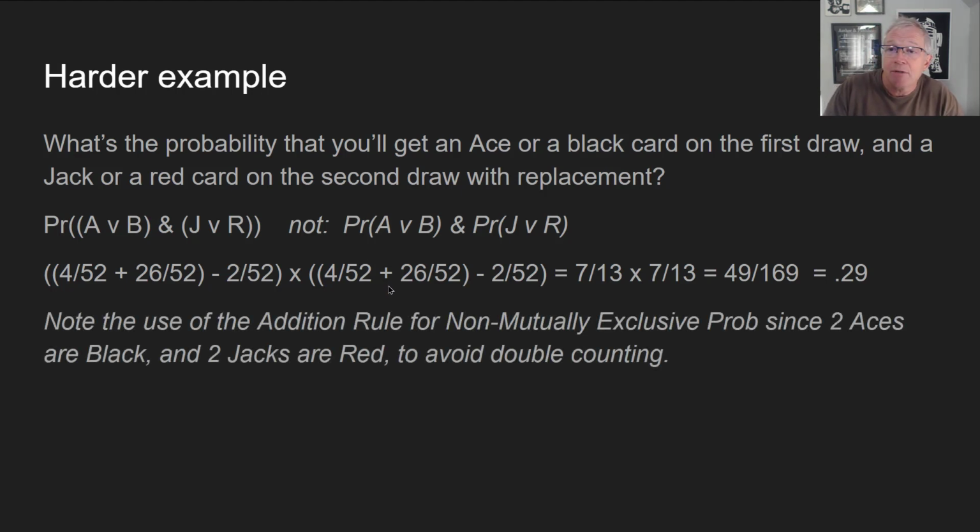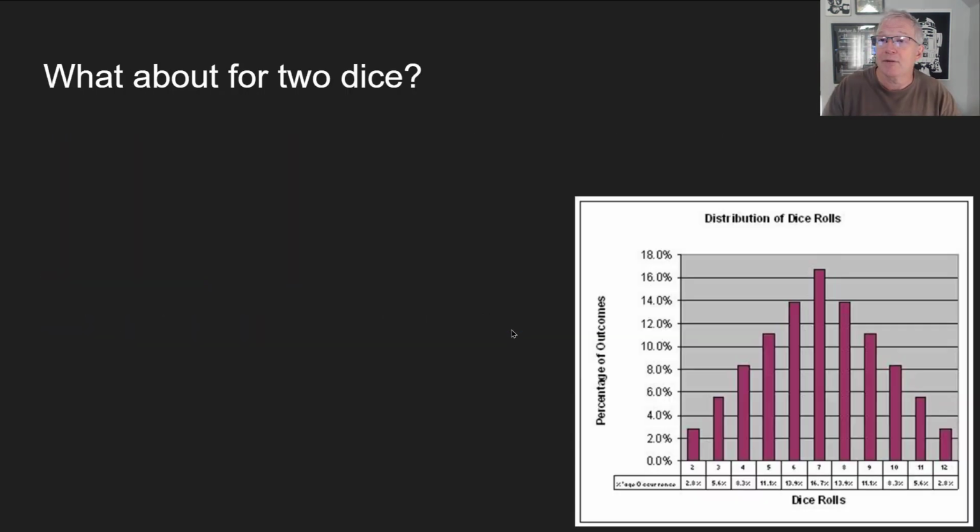Here it is written out in English. Note the use of the addition rule for non-mutually exclusive probability. Since 2 aces are black, we're going to take those 2 out right there. We don't double count them. And 2 jacks are red, to avoid double counting there. And this is just a straight up application of the multiplication rule for these 2 independent events. But what's important here is that we've used the addition rule for non-mutually exclusive probability. So we're now combining a bunch of different rules to get these sorts of answers.